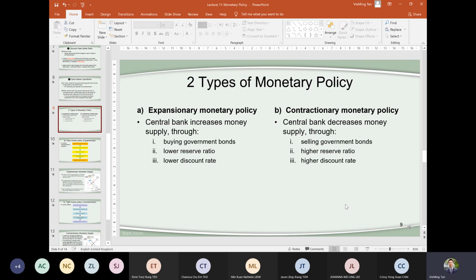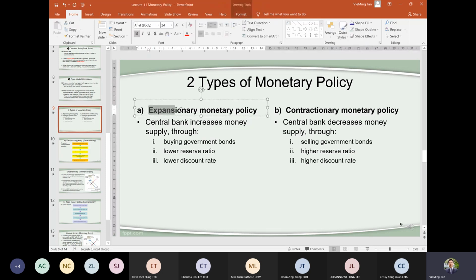If the economy is having a very high unemployment rate and recession time, many people have no job and business is also not good, in that case the central bank has to practice expansionary monetary policy. Expansionary monetary policy should be practiced if the economic condition is not good. So how to apply this expansionary monetary policy?